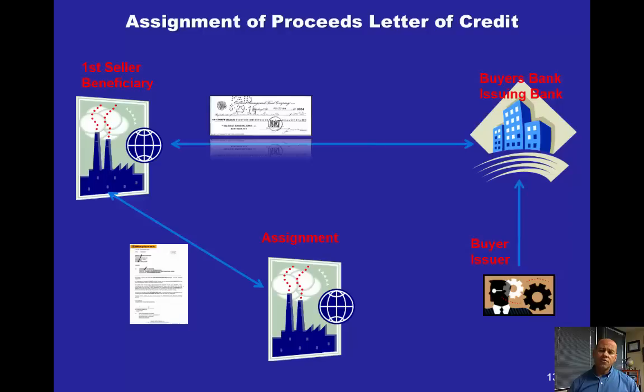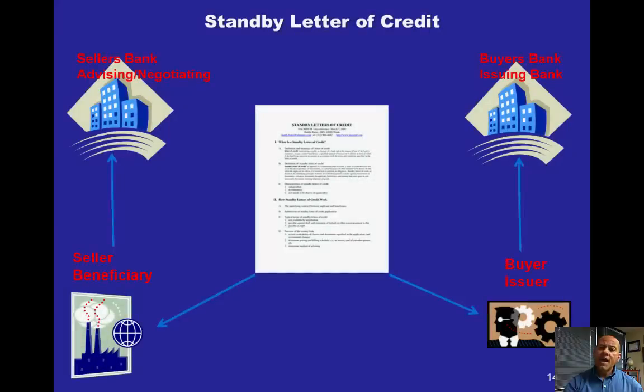Another kind of letter of credit. Now, the types of letters of credit that we've mentioned so far are what's called documentary letters of credit. In other words, they're performance driven. They're guarantees based on the submittal of compliant documentation. But there's another kind of letter of credit, and this type is actually more popular than the documentary letter of credit, and that's called a standby letter of credit.